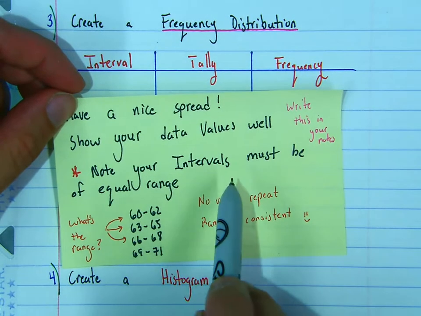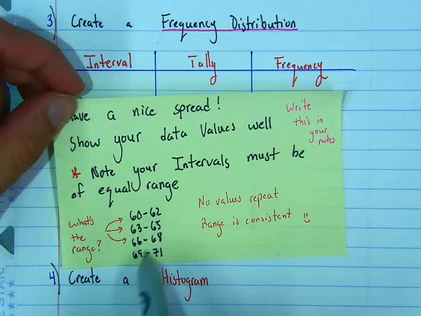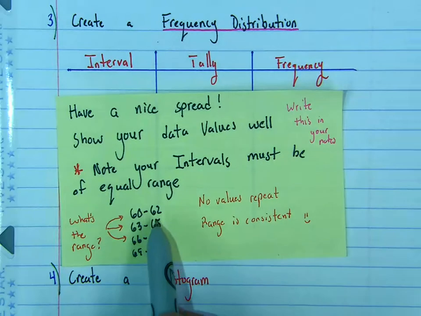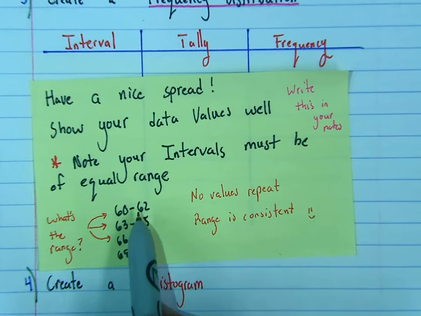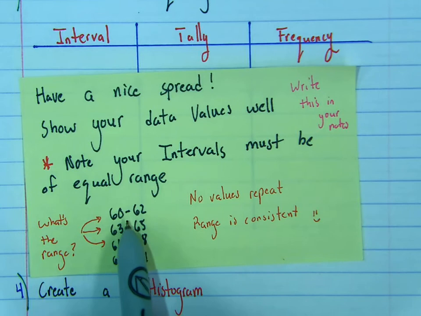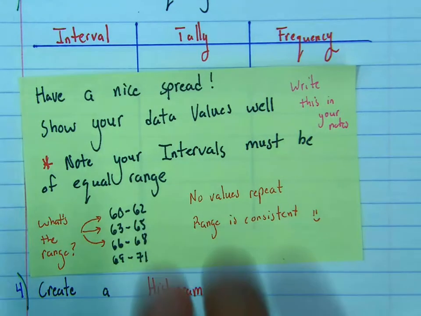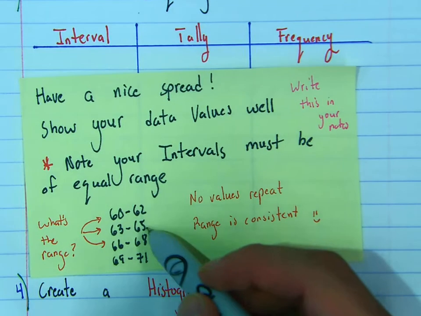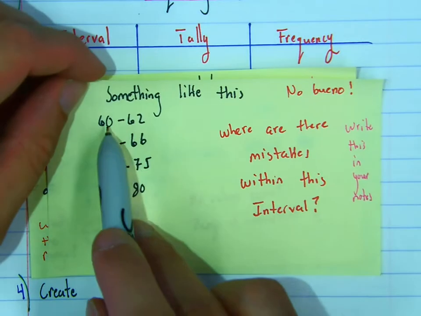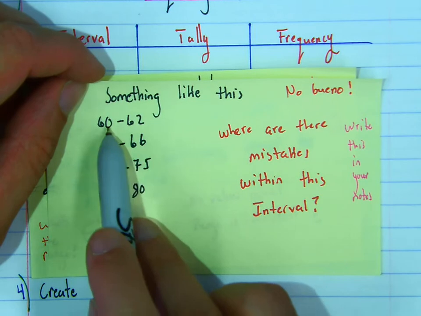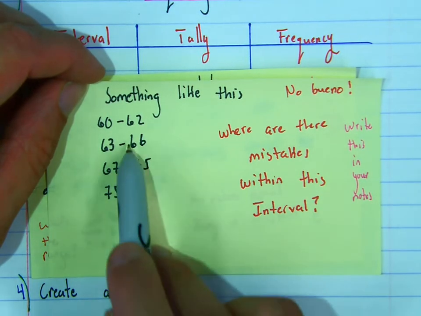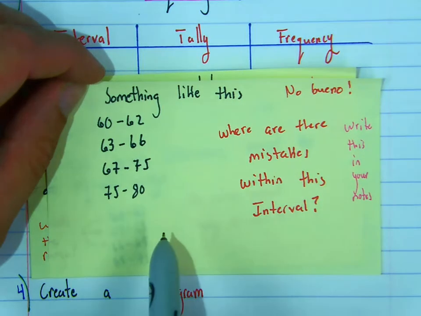And note something that has to be true within the intervals: the range has to be the same. So when we take a look at this, if I have 60 to 62, 63 to 65, notice that the difference between this one and this one is 2, and it's consistent. If I have something like this, where I'm trying to get these intervals, notice this has a difference of 2, this has a difference of 3. They're not consistent, and that's no bueno.